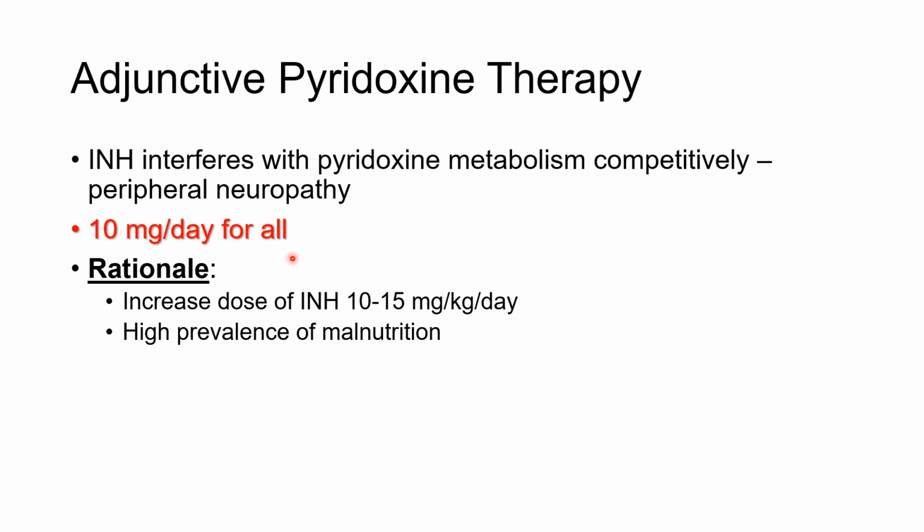And the rationale is the increased dose of INH, 10 to 15 milligram per kg per day. Previously it was 7 to 10 milligram per kg per day, but now the dose of INH has been increased in NTEP to 10 to 15 milligram per kg per day. So there is a slightly higher risk of peripheral neuropathy. That's why pyridoxine has to be given to all. And there is a high prevalence of malnutrition in tuberculosis also. Malnutrition means the child will also have pyridoxine deficiency. So to counteract that deficiency, the patient has to be given pyridoxine also.